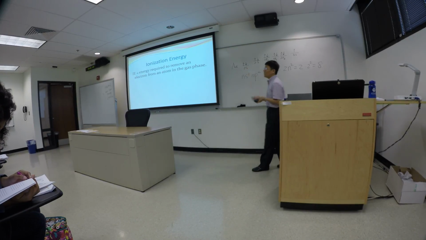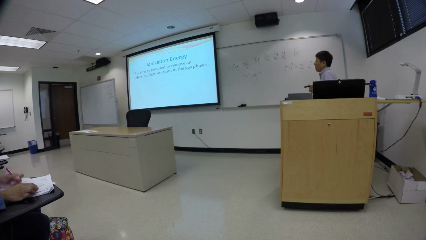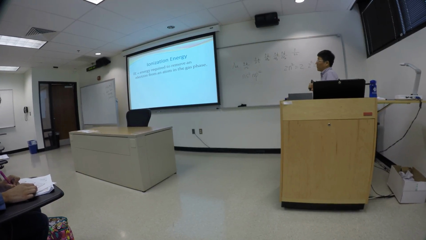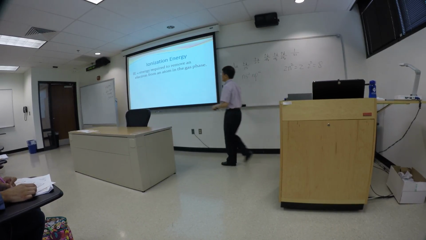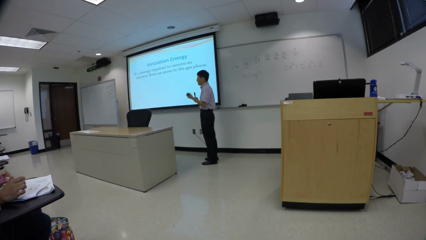So how do we define ionization energy? That's a D word. Ionization energy is the energy required to remove an electron from the atom in the gas phase. And you can forget about the gas phase. You don't have to specify that. As long as you remember that the energy required to remove an electron is ionization energy.